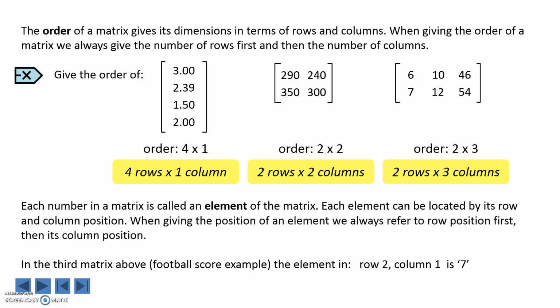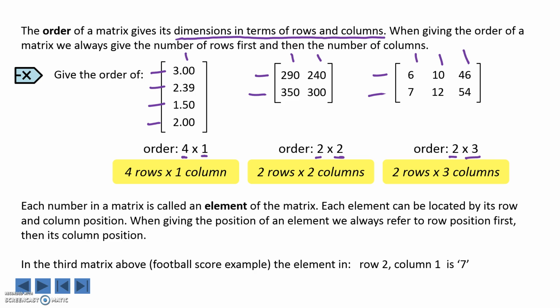We can look at a matrix and we can give it an order, and that is given by its dimensions in terms of our rows and columns. And so if we have a look at this here, we've got 1, 2, 3, 4 rows, 1 column, and so we write it 4 by 1. For our villa information, we've got 2 rows and 2 columns. For our football information, we've got 2 rows by 3 columns.